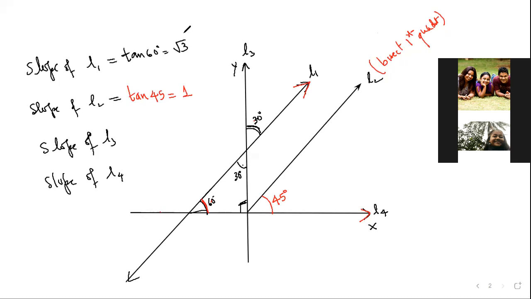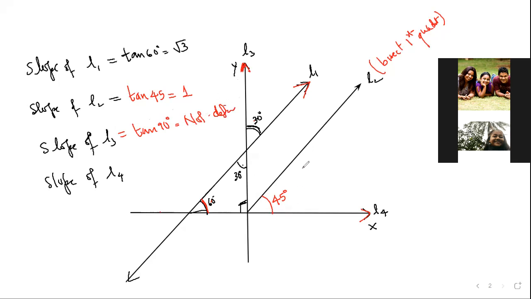Now, L3. Which is L3? This is L3. What angle does this L3 make with the positive x-axis? 90 degrees. So tan 90 is not defined. So we can say if a line is perpendicular to the x-axis, the slope of the line is not defined.